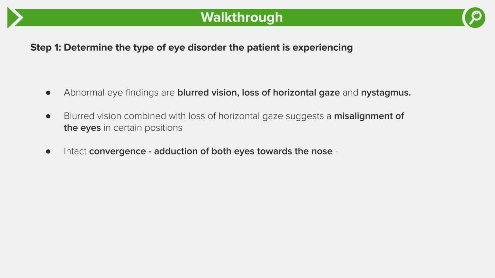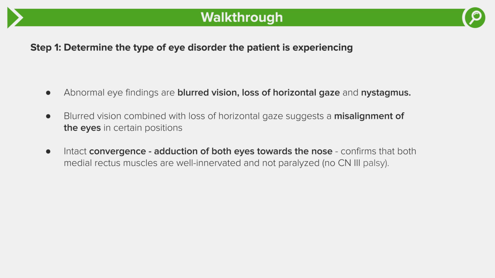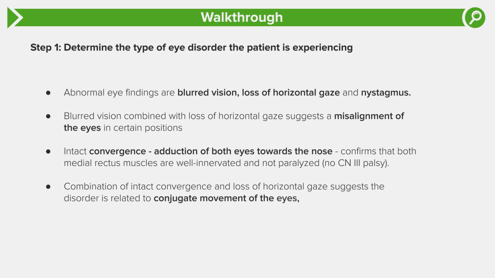Now, this patient has intact convergence, that is, adduction of both eyes towards the nose. This confirms that both medial rectus muscles are well innervated and not paralyzed. Thus, there is no cranial nerve 3 palsy. And the combination of intact convergence and loss of horizontal gaze suggests that there's a disorder in the conjugate eye movements, with the most likely diagnosis here being internuclear ophthalmoplegia, or INO.